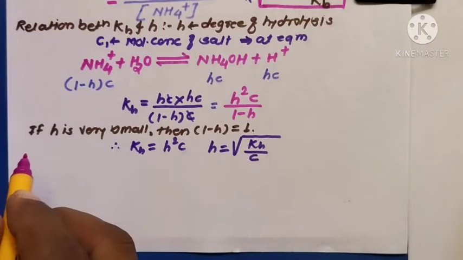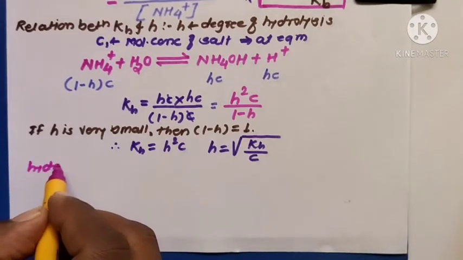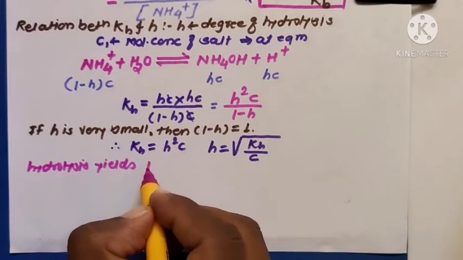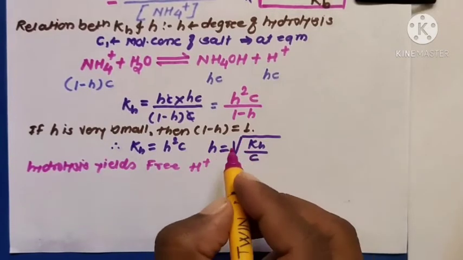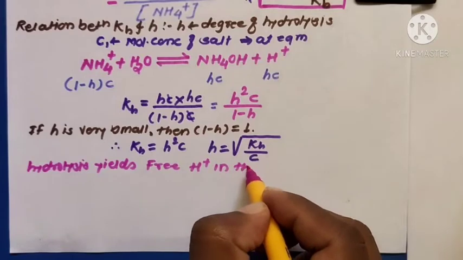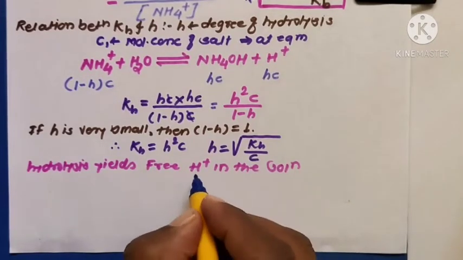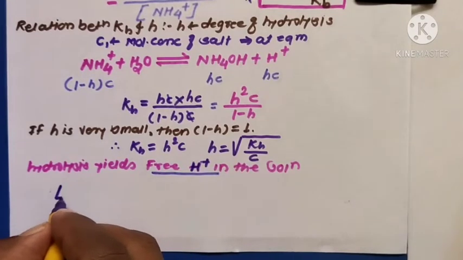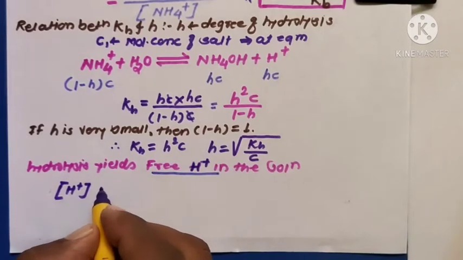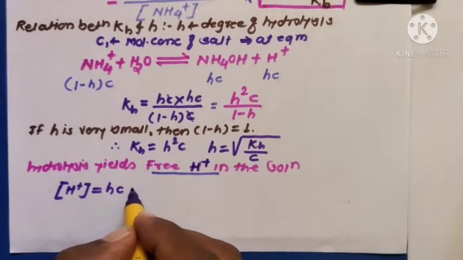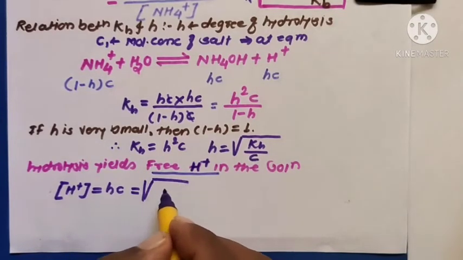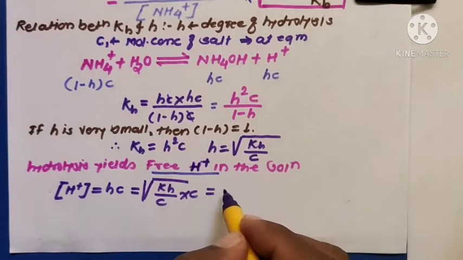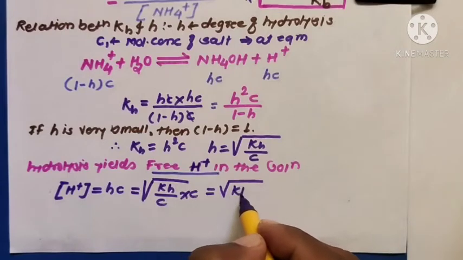Since in the reaction the hydrolysis yields free H plus ions in the solution, that is formation of H plus ions in the solution, the concentration of H plus ion is equal to hC, and hC is equal to under root Kh upon C into C, which is the under root Kh into C.